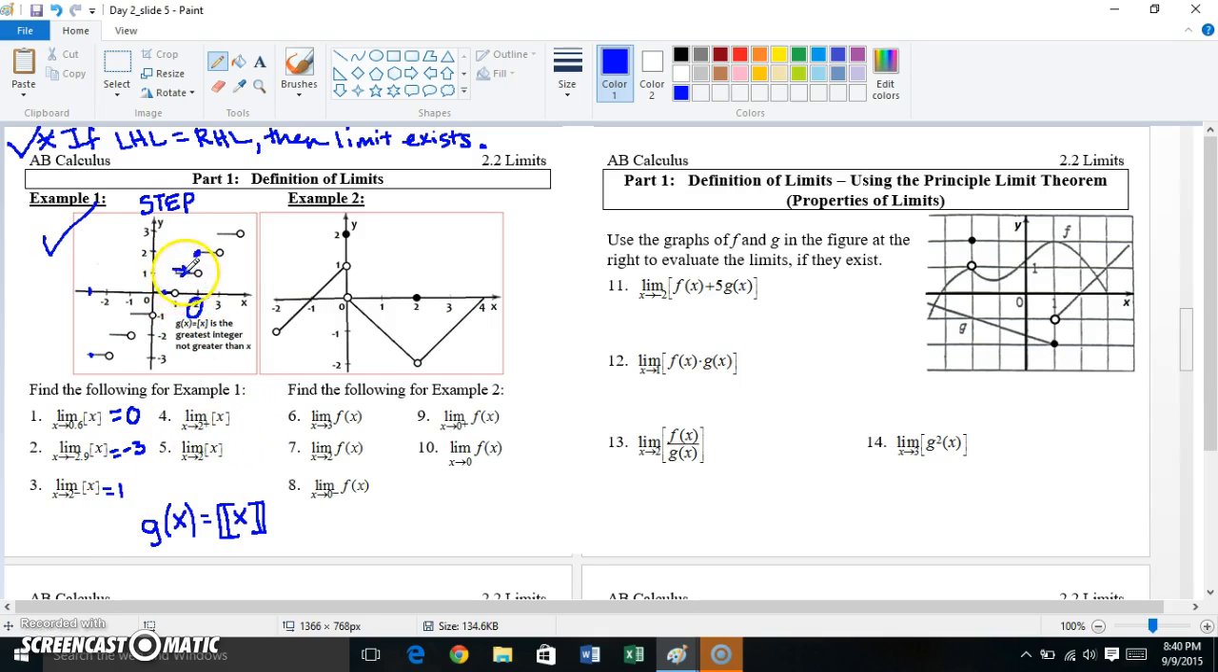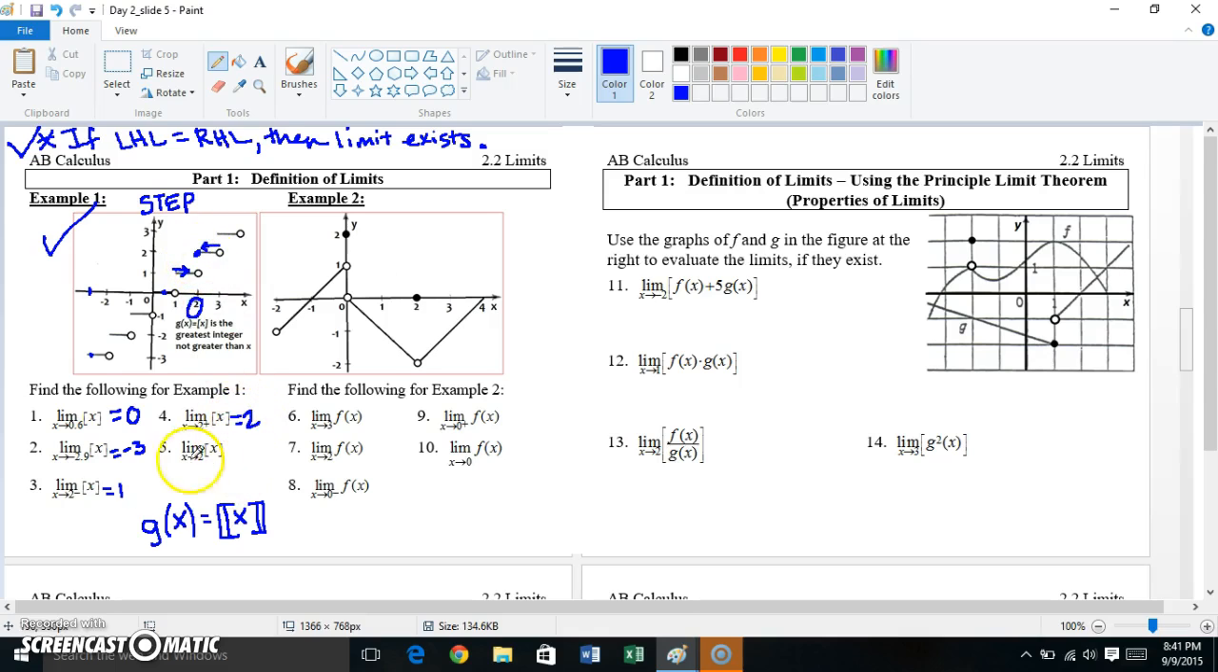Okay, but as I approach from the left, I've got to travel along this piece of the curve. So I'm traveling along, and what am I getting close to as I get close to 2 in terms of y value? I'm getting close to 1. Okay, on the right-hand side, this is number 4. As we approach 2 from the right-hand side, my y value is at 2. So as you approach from the left, you're approaching 1.